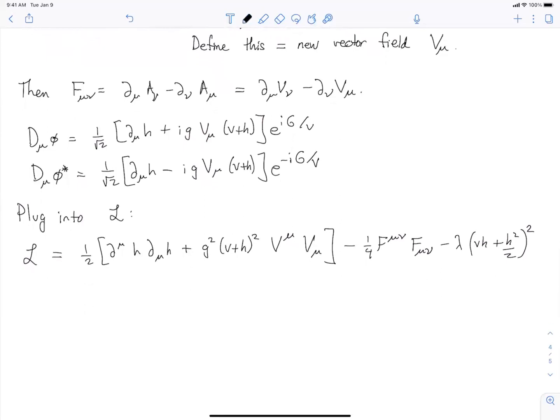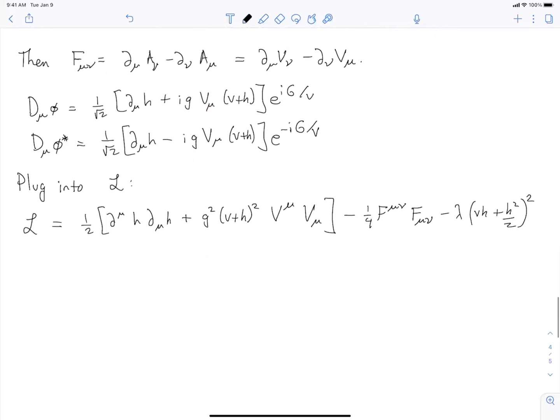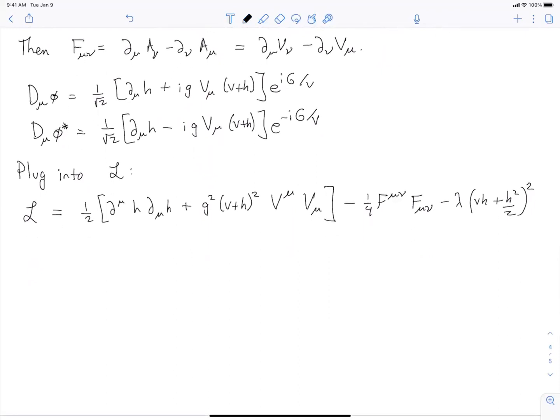Okay, so what have we got here? A very interesting thing has happened, which is the would-be Goldstone boson has disappeared. It's just gone. So the would-be, and this is actually what it's called, the would-be Goldstone boson, g of x, has disappeared. It's not part of the theory anymore.